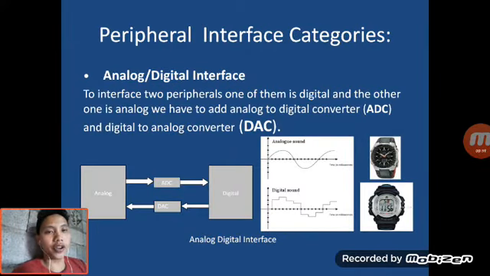Peripheral interface categories. The first one is analog or digital interface. To interface two peripherals, where one of them is digital and the other one is analog, we have to add an analog to digital converter, or ADC, and a digital to analog converter, or DAC.